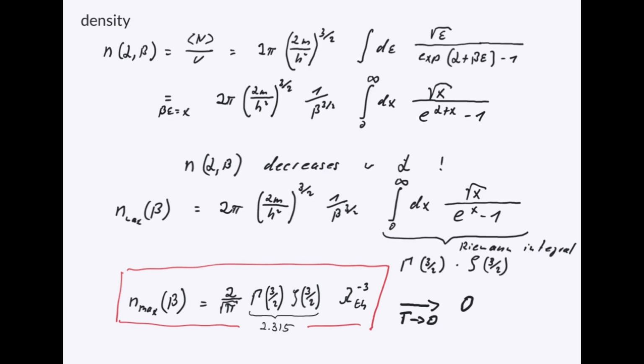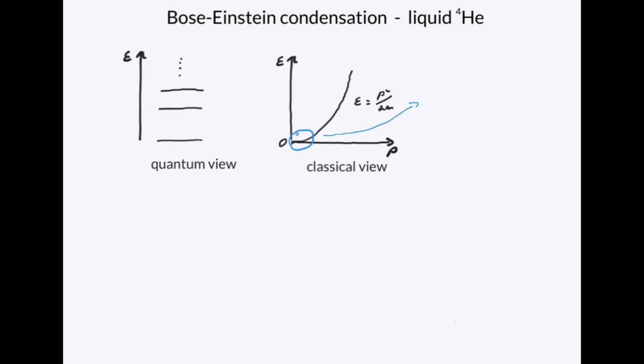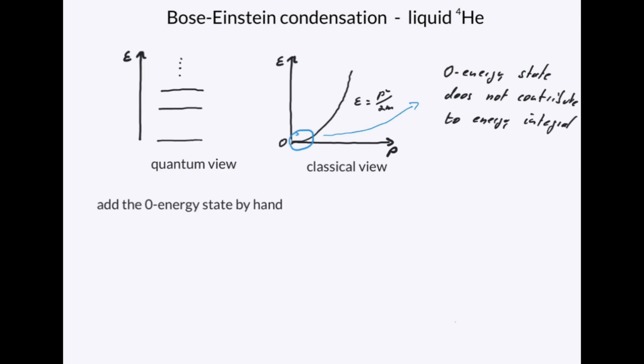Now, when we did our calculation, we assumed that the energy levels are dense and went to a continuous description where, in the classical view, the energy is determined by the momentum of the particles. Now, in the evaluation of the integral, square root of epsilon divided by e to the power alpha plus beta epsilon minus 1, we see that at zero energy, there is no contribution of the zero energy eigenstate. In order to correct for that omission, we can add the zero energy eigenstate just by hand.